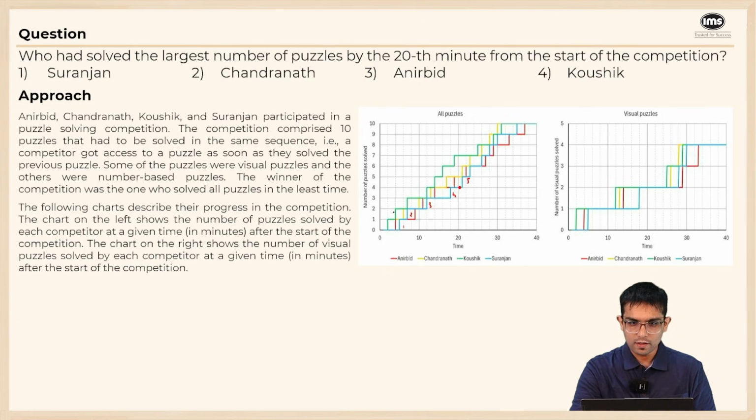But green is 1, 2, 3, 4, 5, 6, 7. So he's between 7 and 8. Basically, by looking at the graph also, you could have said that this guy is cruising at the end of the 20th minute. So green is for Kaushik. Kaushik is the correct answer, Option 4. This was just an observation based question. So the answer is Kaushik.